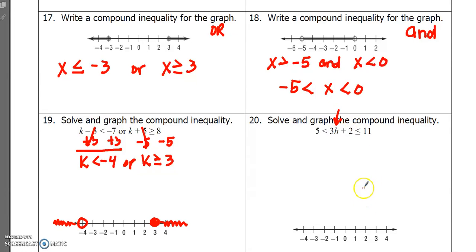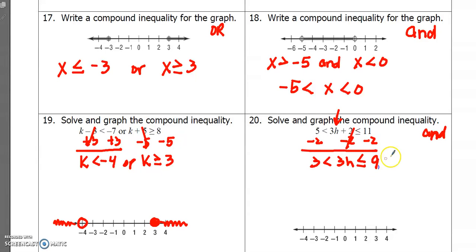Okay, the next one, we have our h, and it's in the middle. Our variable's in the center, so this is going to be an and problem. So I'm going to eliminate that 2 by subtracting, and remember I have to do it on all 3 sides. So now I have 3 is less than 3h, which is less than or equal to 9.